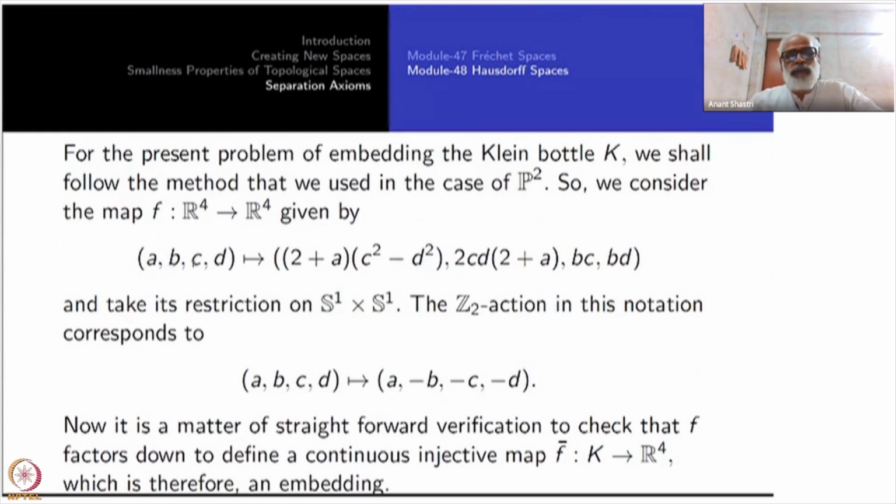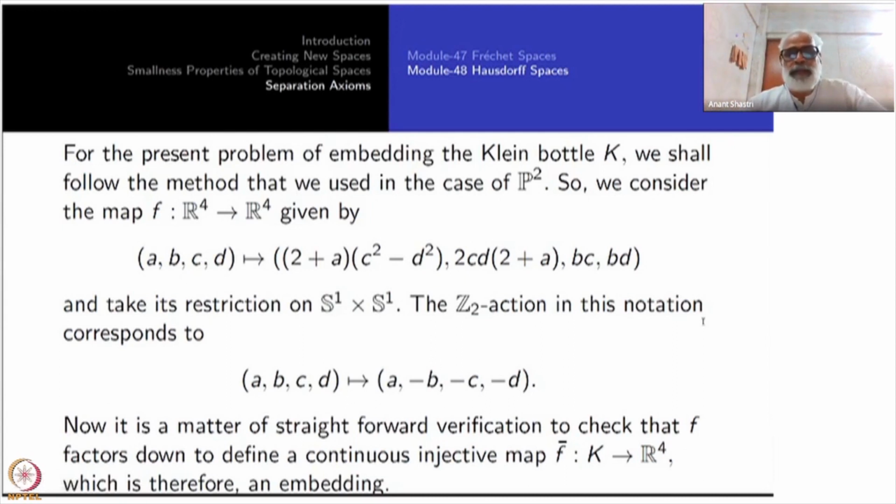Remember, a square plus b square is 1, c square plus d square is 1. That is the condition in R4 for this to represent S1 cross S1. Let it go to ((2 plus a)(c square minus d square), (2 plus a)(2cd), bc, bd). Okay, and take its restriction on S1 cross S1. This map is completely defined on the whole of R4. But I am only interested in S1 cross S1, means put a square plus b square equal to 1 and c square plus d square equal to 1. That's all. So once you put that, you can think of a, b, c, d as cos theta, sin theta, cos psi, sin psi, something like that also you can try to do.